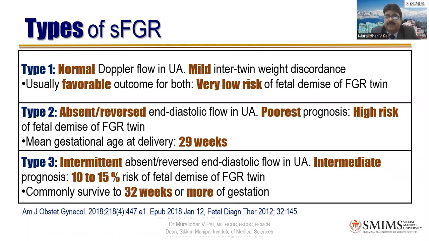Type 3 is intermittent absent or reversed end diastolic flow in the umbilical artery. Intermediate prognosis, 10 to 15% risk for fetal demise. Commonly survives to 32 weeks or more gestation.